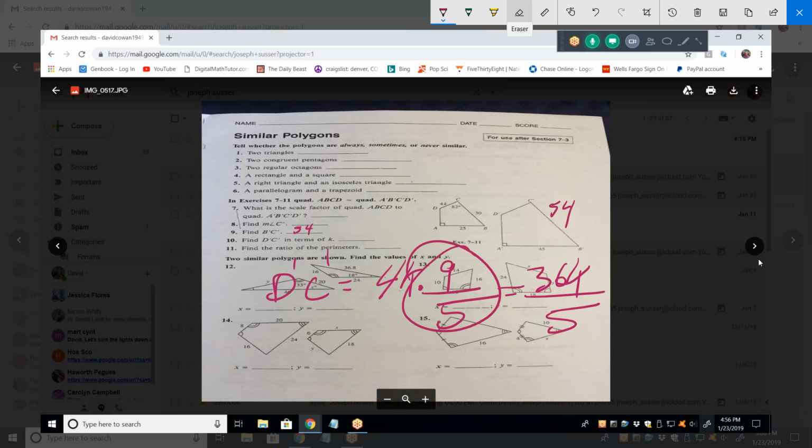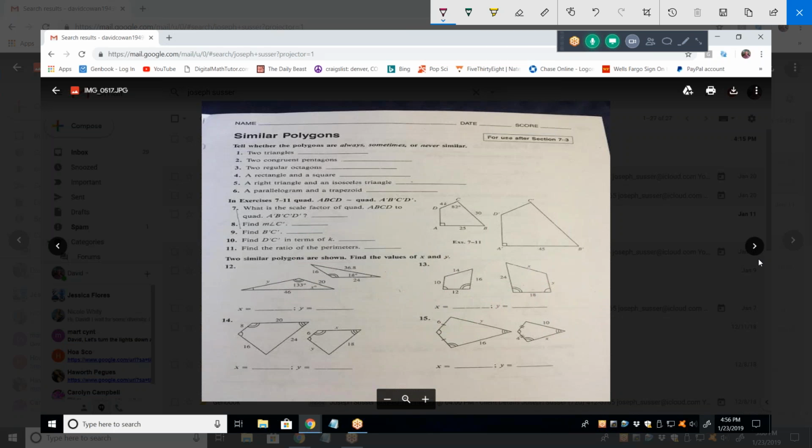What's the ratio of the perimeters? Just 5 over 9. Correct. Or 9 to 5, depending on which one you're going, big to little or little to big. Yeah. What's the ratio of the areas?